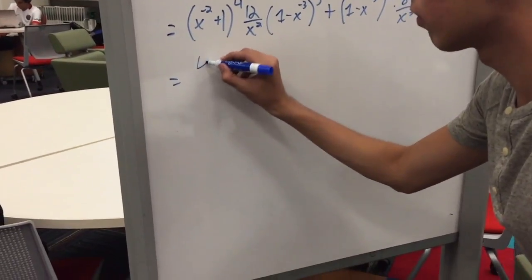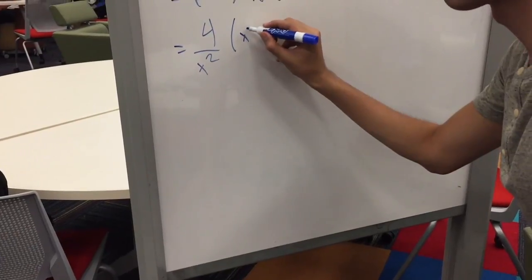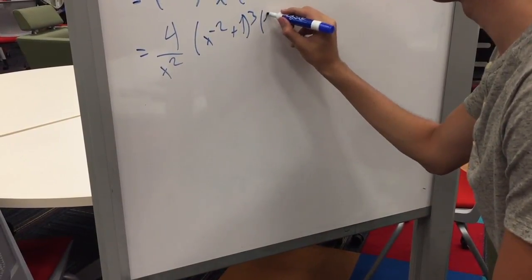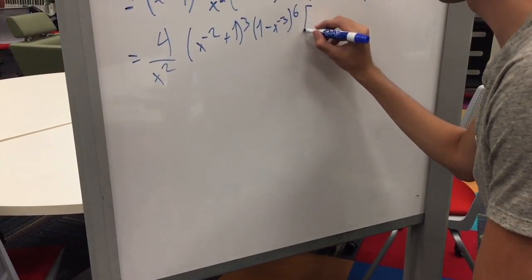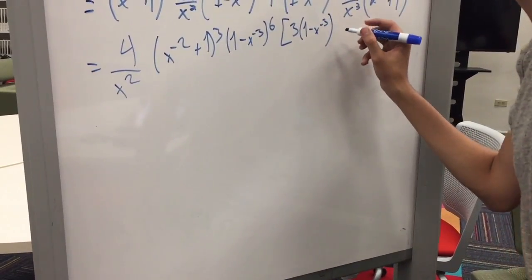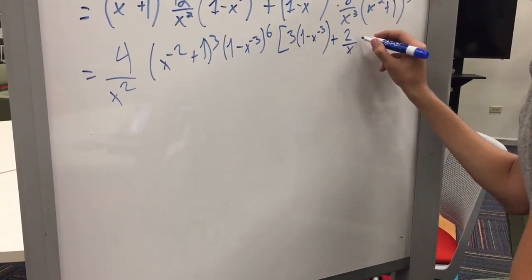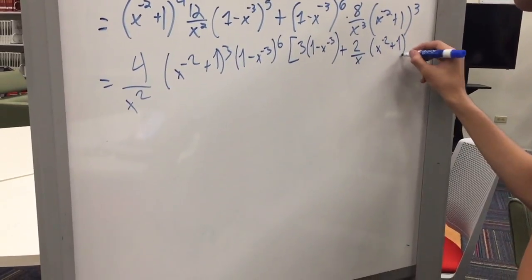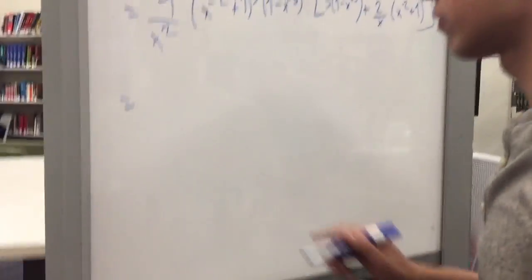Here, we are finding the greatest common factor in order to simplify the expression. 4 over x squared times (x to the negative 2 plus 1) to the cube times (1 minus x to the negative 3) to the 6th power. And all this times 3 times (1 minus x to the negative 3) plus 2 over x times (x to the negative 2 plus 1).